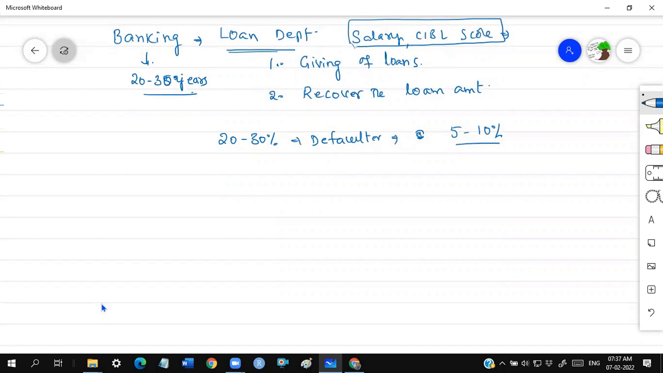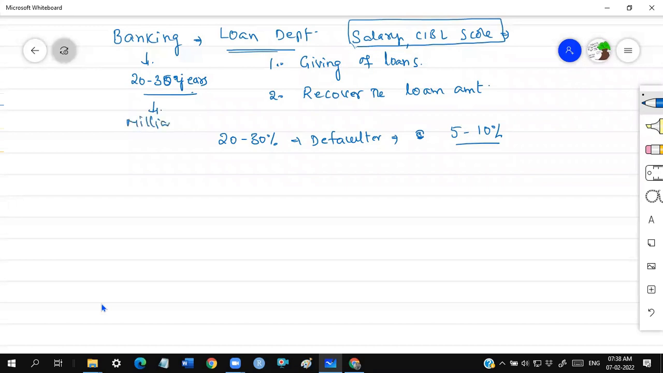A lot of new private banks have come up. Earlier, we only used to have government and national banks. For some 30, 40, 50 years, we have had a lot of banks, guys. So what they have been doing for the last 20, 30 years is giving loans to various millions of people.